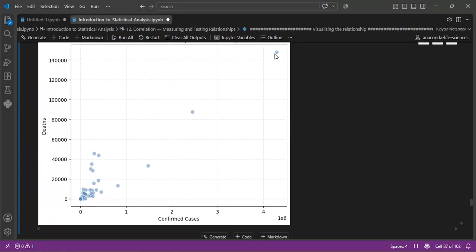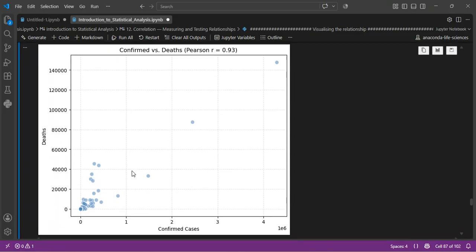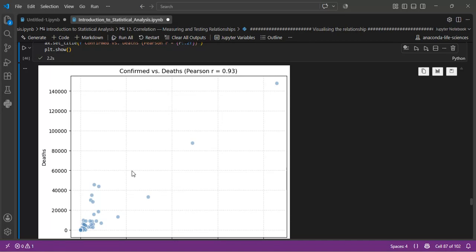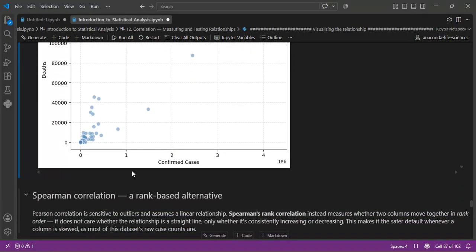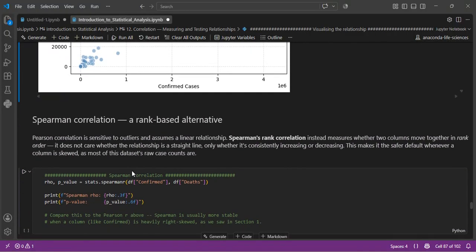There are times that the two data will not assume a linear kind of correlation. So in this case, the Spearman's rank correlation helps to measure whether two columns move together in rank. It does not care about the linear relationship; it only cares about the consistency in increasing or decreasing. So do the data increase together or do they decrease together?